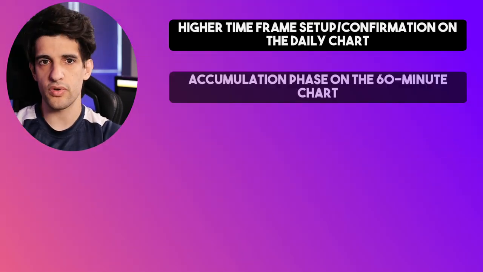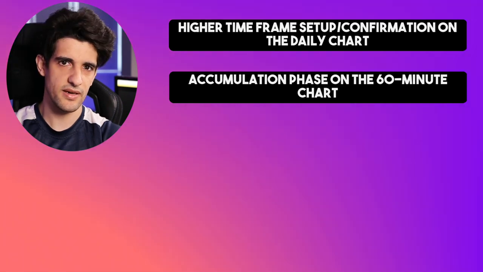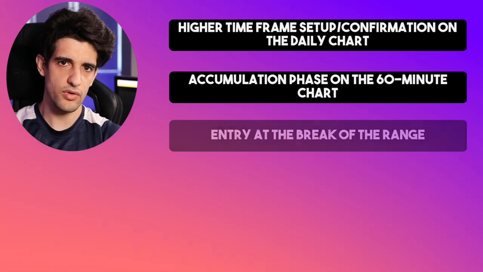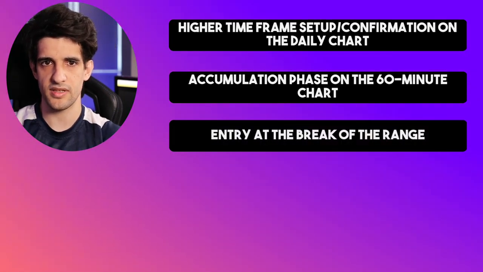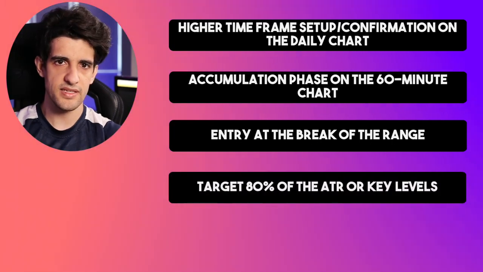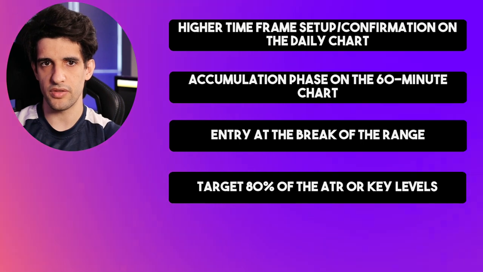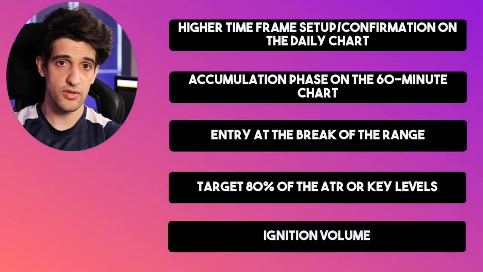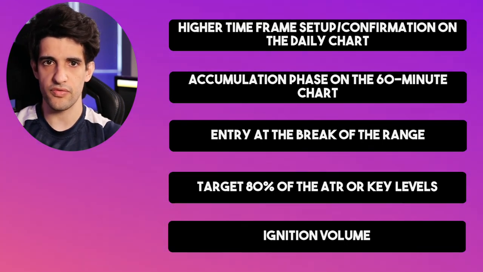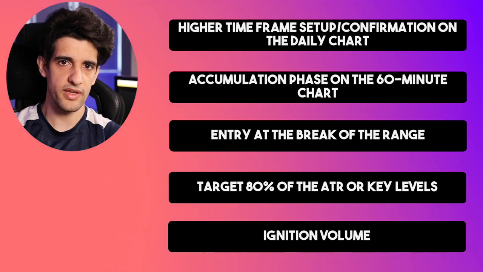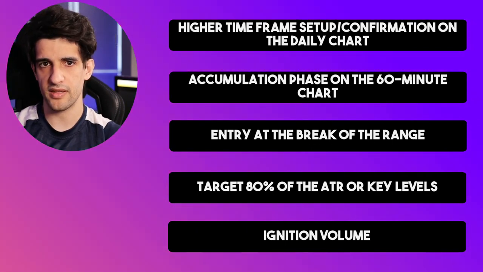After that, I'm looking for an accumulation phase on the 60-minute chart, and I'm trying to get my entry at the beginning of the breakout of the 60-minute range, just to make sure that I can get some momentum after the breakout area. My target is either 80% of the average true range or key levels based on the daily chart. An amazing confirmation that you could get is ignition volume after the breakout area. If you are getting increasing volume at the breakout of the 60-minute range, you could load in heavier and you could have a tighter stop loss.